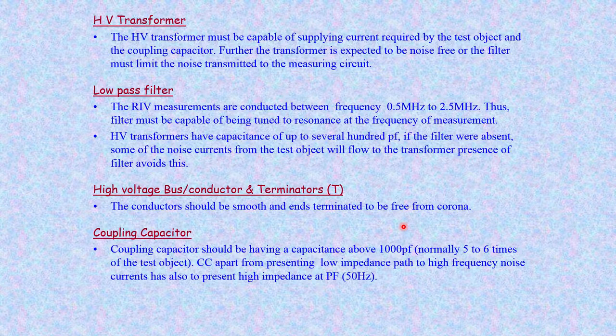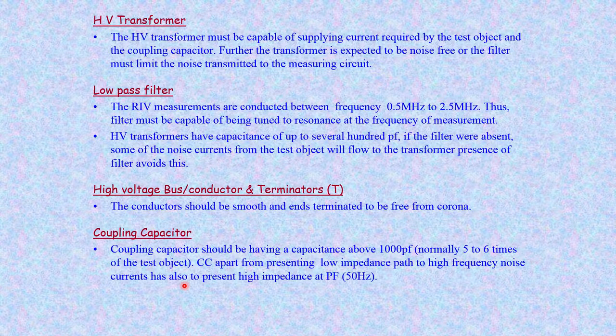The coupling capacitor should have a capacitance above 1000 pF. Whatever the coupling capacitor operating at 1 megahertz or 2.5 megahertz for the measurement, for the signals generated at these frequencies, it should offer a low impedance and the signal should be transmitted. The requirement is a minimum of 1000 picofarad. It is normally 5 to 6 times that of the test object.